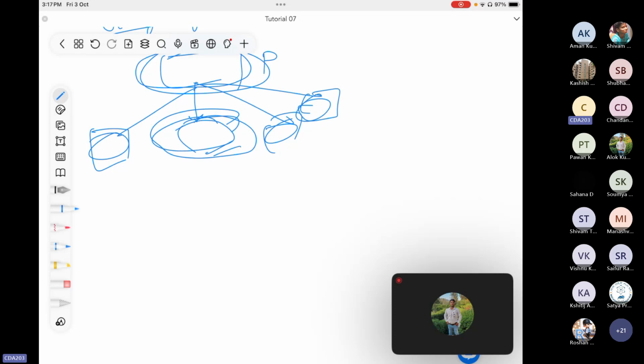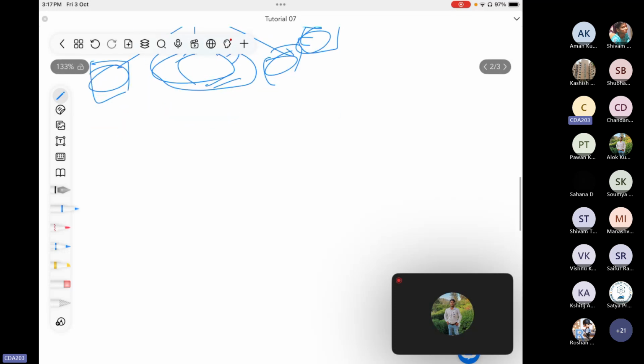Okay, so now let's focus on our problem, which is the set cover problem. So what is the set cover problem? I think all of you are familiar with sets. Yes. Okay, so think about a set.